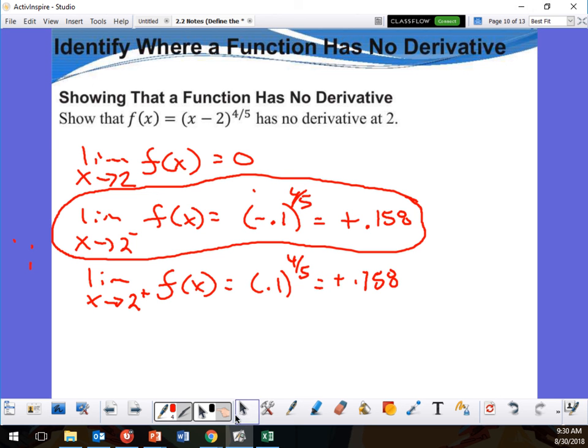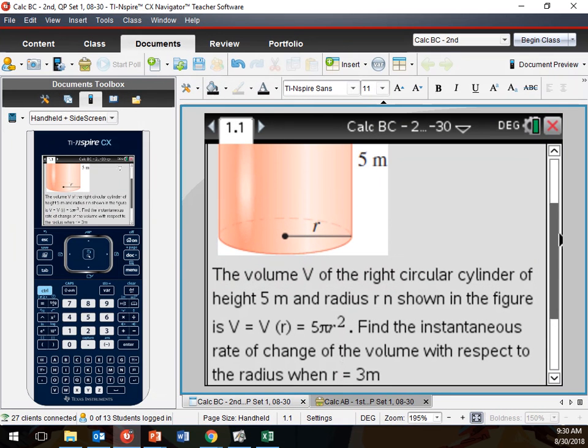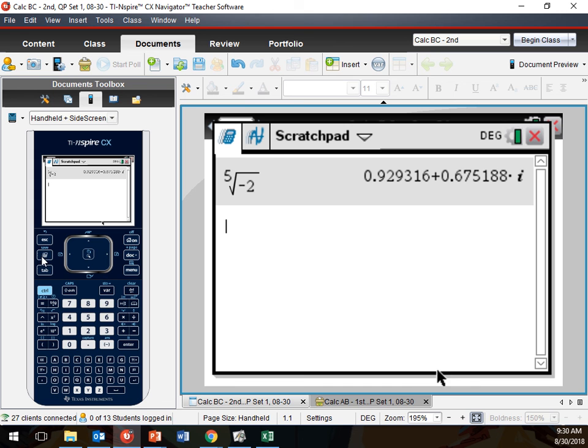Did you type it in weird? I didn't think I did. Not that one. The fifth root of negative 2. Yours shows that's how it should.